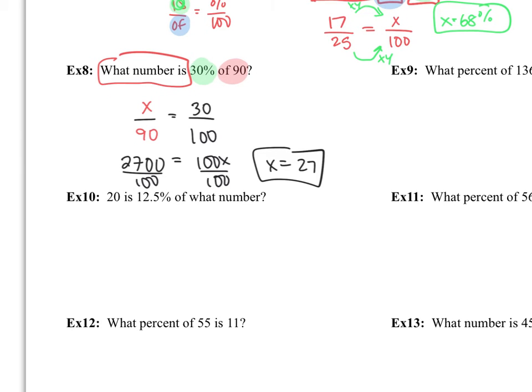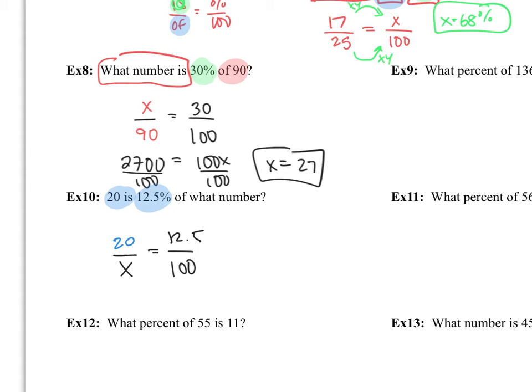And this last one here, I'm going to set up the same thing. I'm going to set up my proportion template. I'm going to put in my 100. I notice that first I have my percent, 12.5, and so that's going to go above the 100 because the percent always goes above the 100. And then also I have an is, 20 is, and so that's going to go here where the is goes.